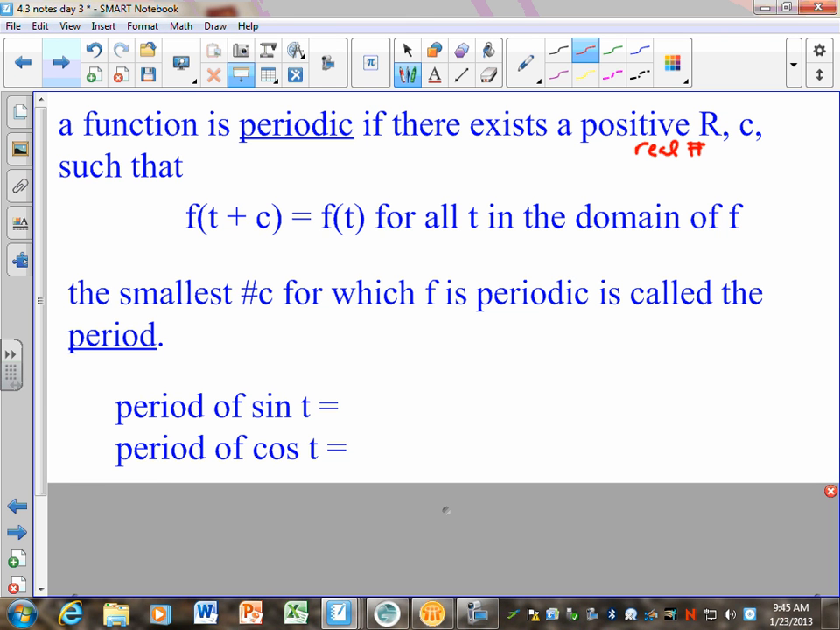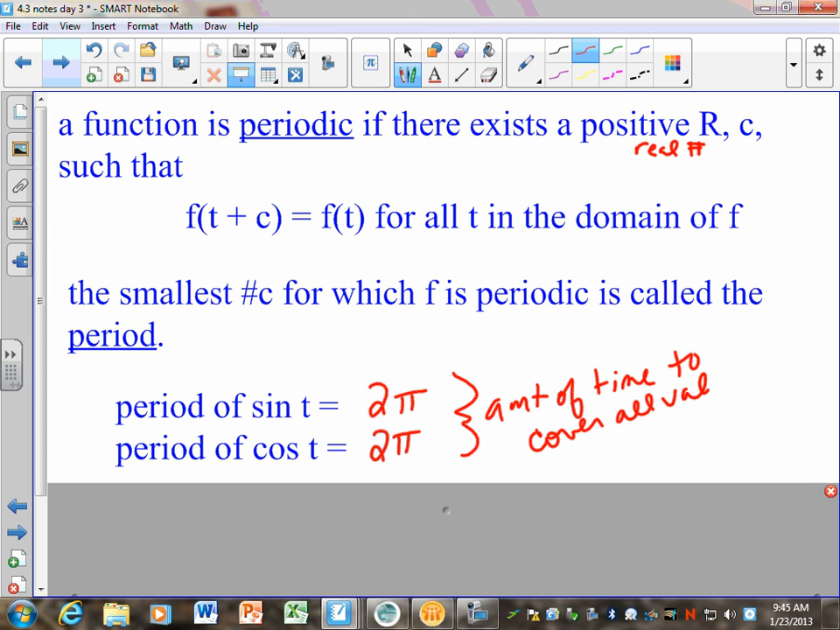So for sine and cosine, how long does it take to cover all the values? It's around the unit circle one time. So the length of the period of sine and cosine are both 2 pi. And if you want to write that, this is the amount of time to cover all values. Once it goes from 0 to 2 pi, it just repeats itself over and over again in that same pattern. So that's why the period is 2 pi.